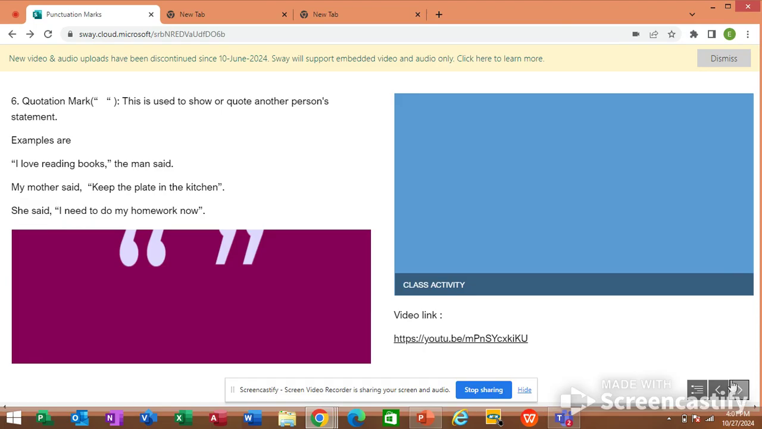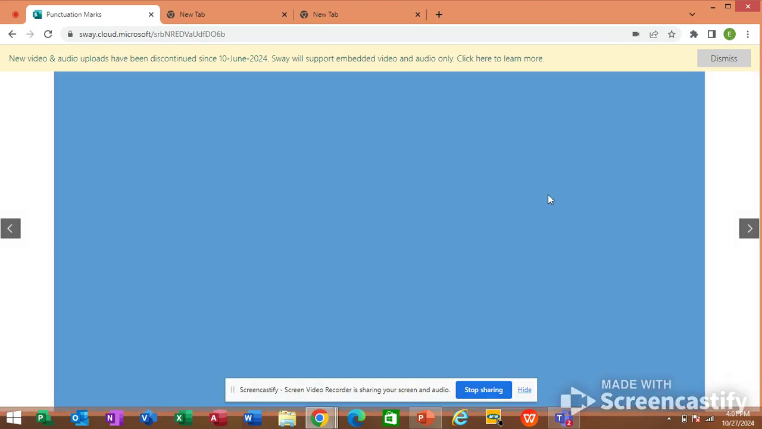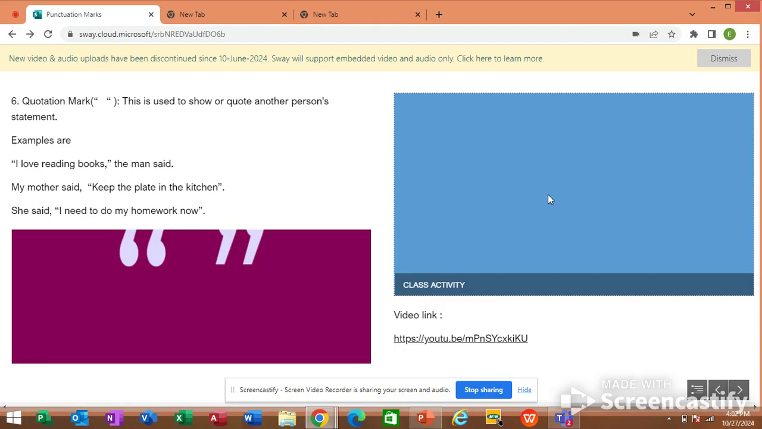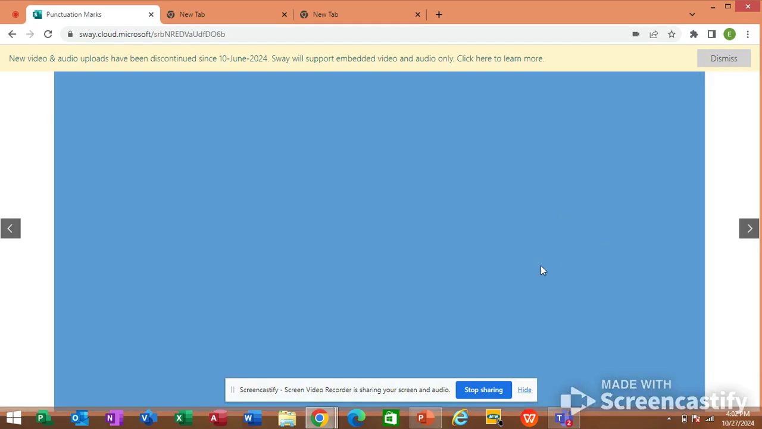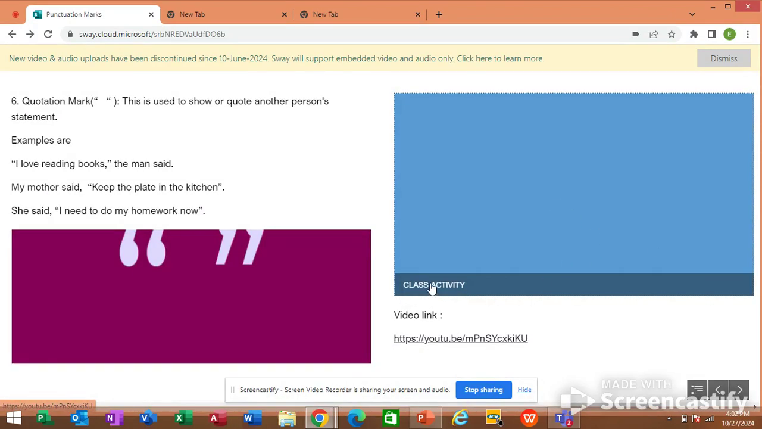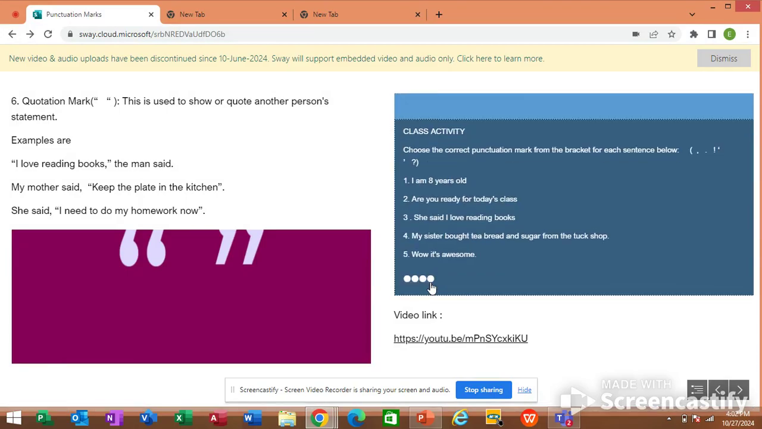Okay, sorry, before you go, there's an activity that I would like you to do right here in the class. This is the activity here. Can you see the activity? The instruction says choose the correct punctuation mark from the bracket for each sentence below. You have comma there, you have full stop, you have exclamation mark, you have speech mark there, and you have question mark. So something is missing from these sentences and you are asked to insert them.